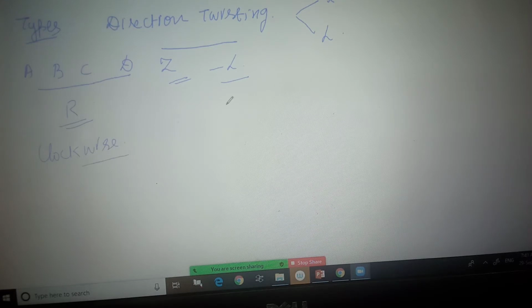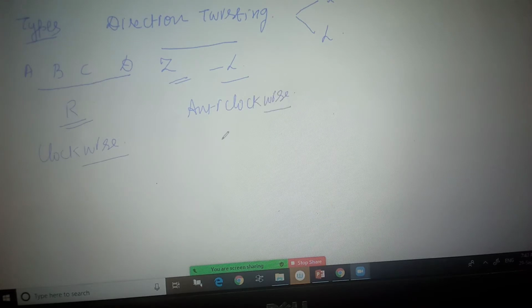Let's see the next topic, the types of DNA. On the basis of direction of twisting, clockwise or anti-clockwise, there are 5 types of DNA. What are they? A, B, C, D and Z. On the criterion of direction of twisting, we say right-handed DNA and left-handed DNA. A, B, C, D are right-handed DNA, Z is left-handed DNA. Right-handed means the twisting is in a clockwise direction. Left-handed means the twisting is in an anti-clockwise direction.